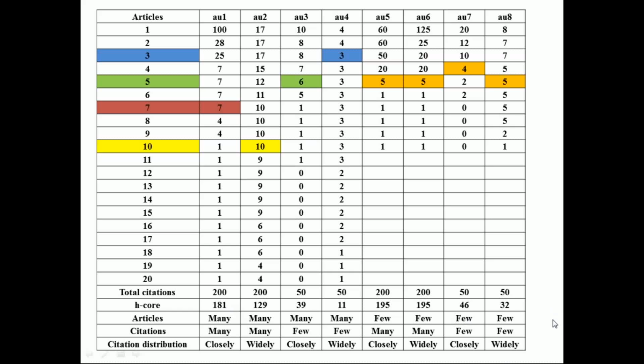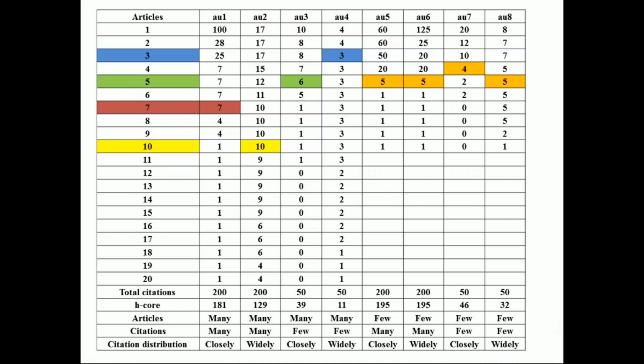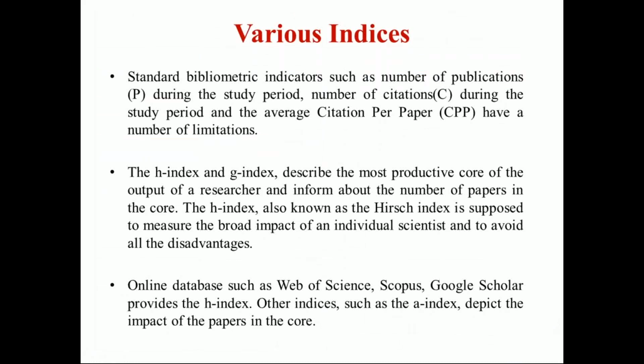Okay, let us proceed a little bit deeper on this. This paved the way for various indices. Standard bibliometric indicators such as the number of publications during the study period, number of citations during the study period, and average citations per paper, CPP, have a number of limitations. The H-index, G-index describe the most productive core of the output of researchers and inform about the number of papers in the core. The H-index, also known as the Hirsch index, is supposed to measure the broad impact of the individual scientist and to avoid all the disadvantages.